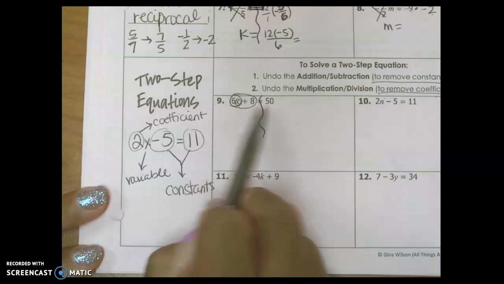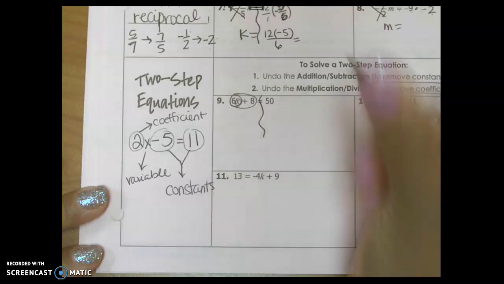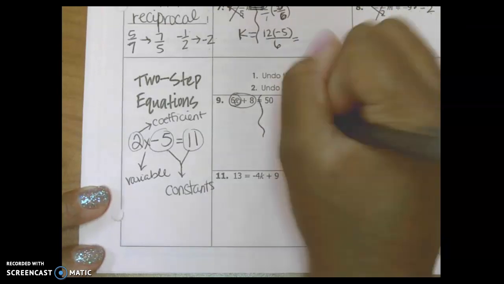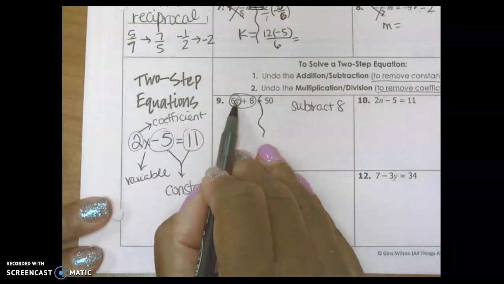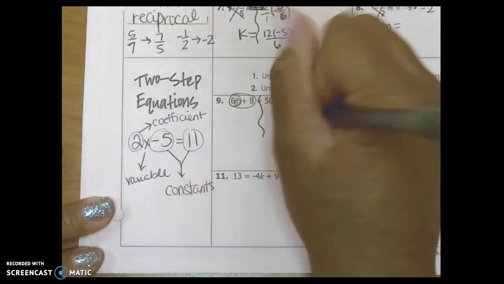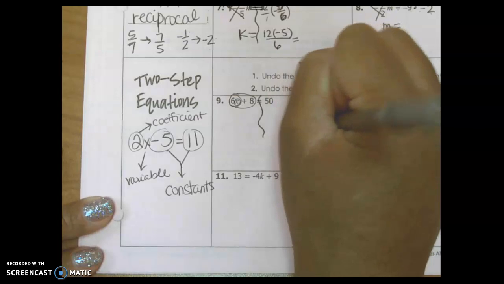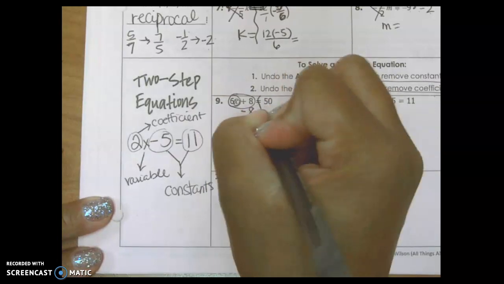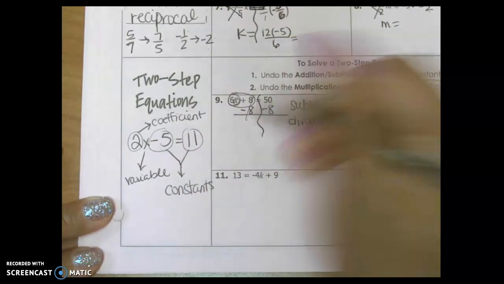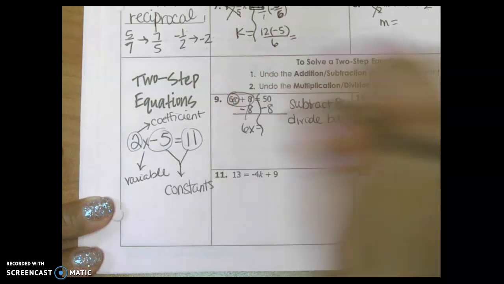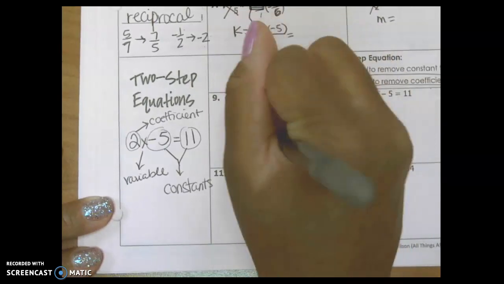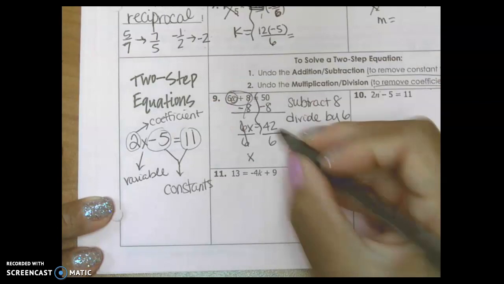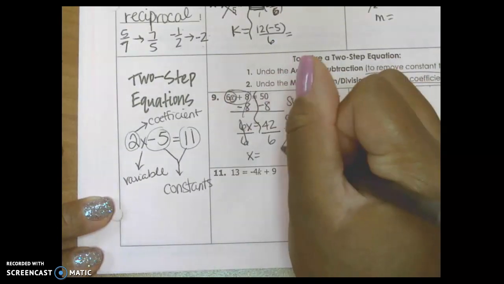So first things first, I'm going to perform minus 8 on both sides. So I'm going to subtract 8 on both sides, and then this 6 is related to the x by multiplication. So the opposite of multiplication is division. Then I'm going to divide both sides by 6. So minus 8, minus 8. These 8's cancel out. 6x equals 50 minus 8, which is 42. Then we're going to divide by 6 on both sides. X equals 42 divided by 6. That answer needs to go here.